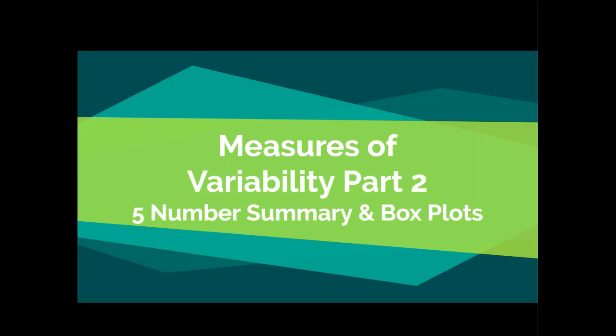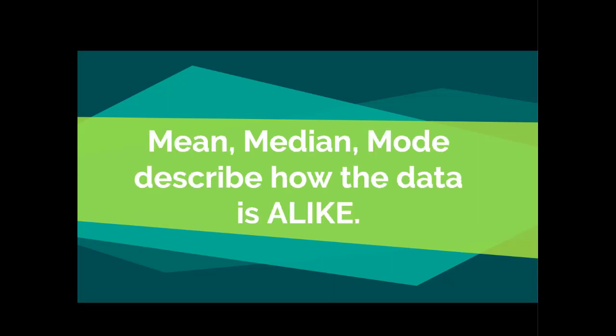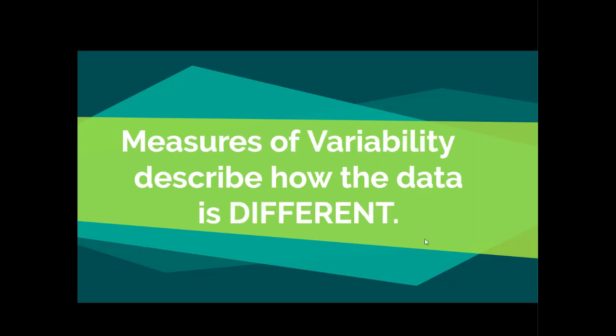So lucky you, you get to hear my voice for another lecture, but the best part is we're going to continue working with the 5-number summary and start working with box plots. As a review, last chapter we talked about how mean, median, and mode tell us how the data is alike. We need the data to be sufficiently alike so that we're drawing from the correct population. Measures of variability describe how the data is different. We need the data to be different enough for us to find if there's a difference between what we're studying and what was in the original population.